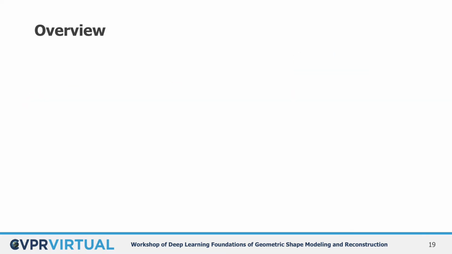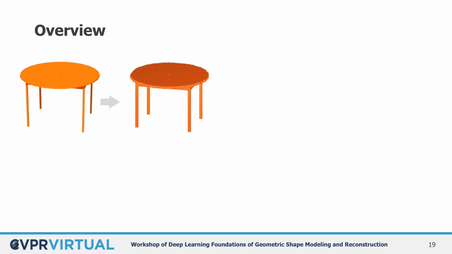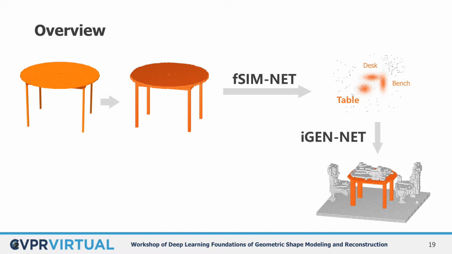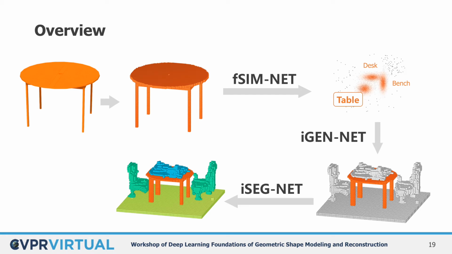Given a 3D object in isolation, we encode it as a voxel volume. Then our first network, the functional similarity network, or FSimNet, maps the given object to the scenes showing similar functionalities. FSimNet is then complemented by a generative net called EigenNet that synthesizes a voxelized surround from the object and its predicted label. Those two networks are further complemented by a segmentation network called ISegNet that separates the interacting objects into different groups according to their interaction types.